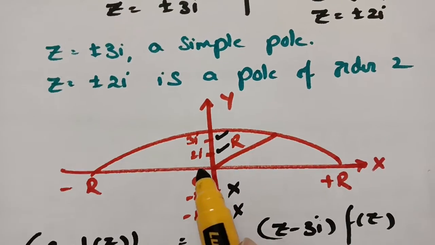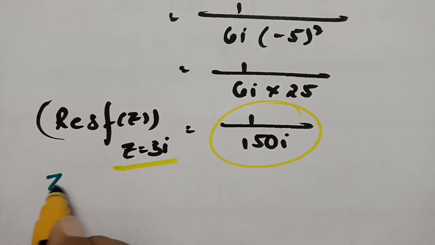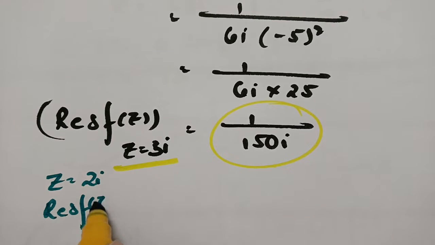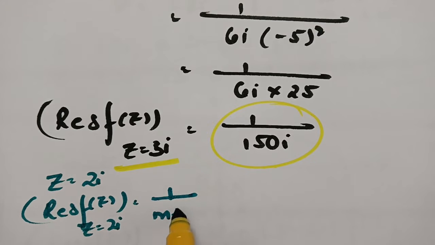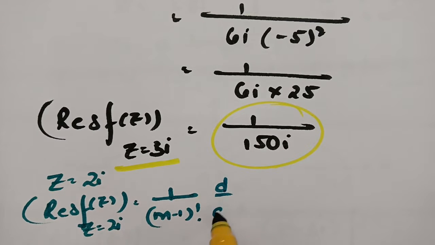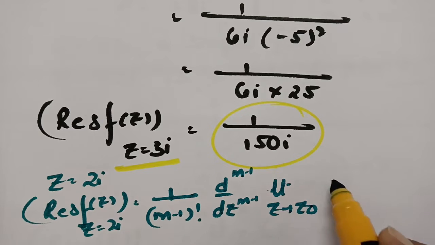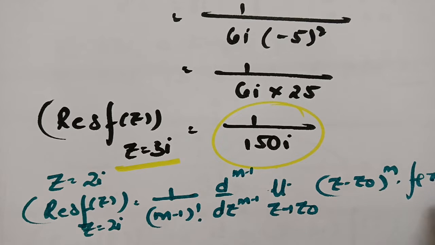And the next interior pole here is 2i. So 2i is a pole of order 2. So for a pole of order 2, there is a formula here. The residue of f(z) for the interior pole z = 2i, which is of order 2, is nothing but 1 by (m - 1) factorial times d by dz power (m - 1) of limit z tends to z naught of (z - z naught) power m into f(z). So this is the formula.